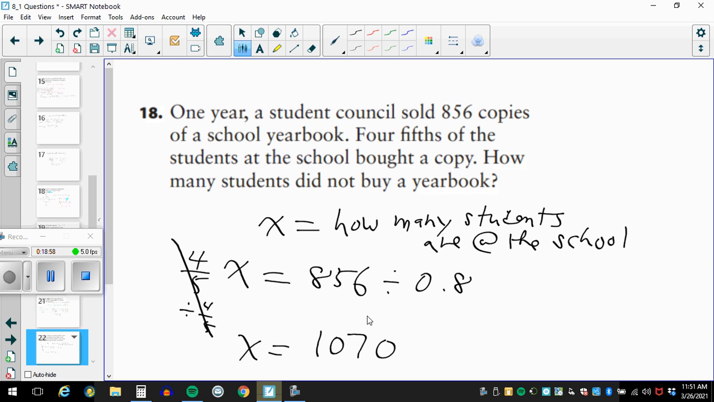Okay? Am I done yet? Great. I am not done yet, but I know there are 1,070 students in total. And if 856 students bought a yearbook, if I subtract 856 from the total number of students, I now figured out there are 214 students at the school who did not buy a yearbook.